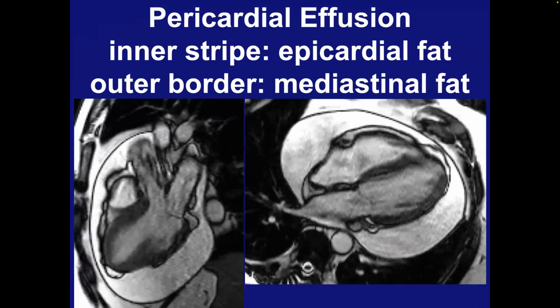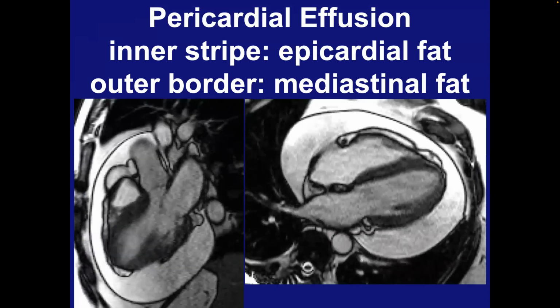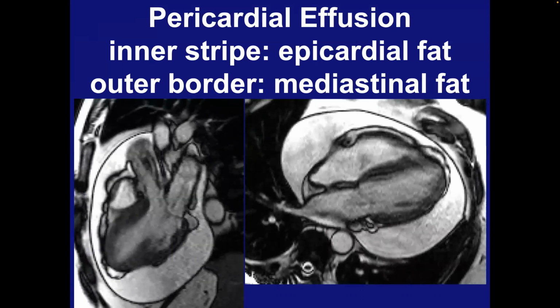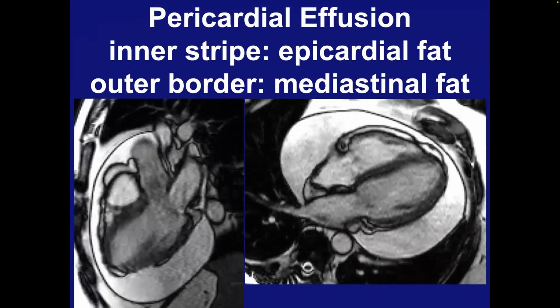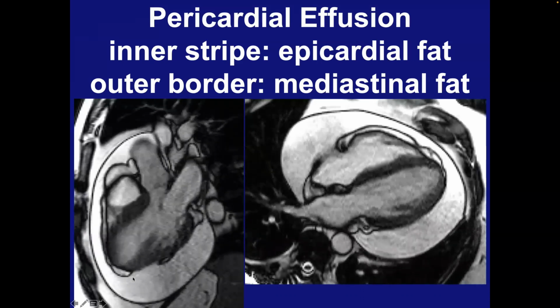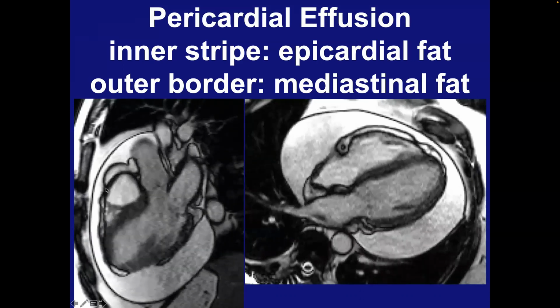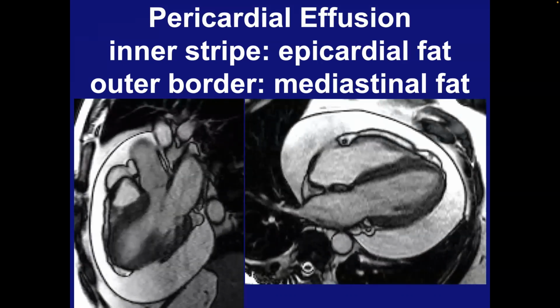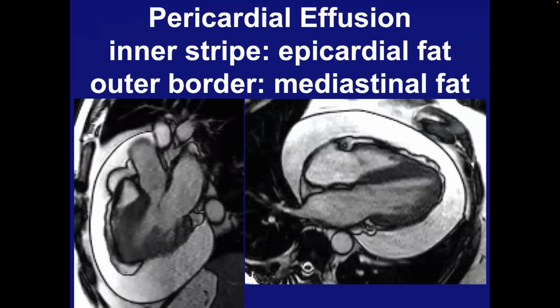And I think you can see better here on this cine MR, in which fat and fluid are both bright on these true FISP images. You can see the epicardial fat that's sitting against the heart. Then you have the pericardial effusion, and then you have the mediastinal fat. So that's the Oreo cookie.